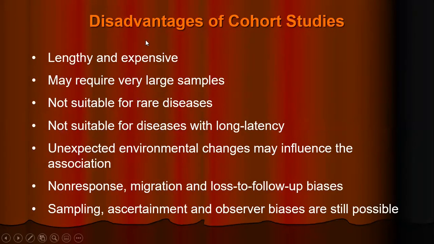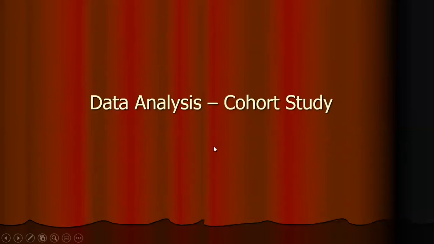For example, smoking can cause multiple outcomes, and these can be studied in cohort study as compared to case control study. There are certain disadvantages of cohort studies. They are lengthy and expensive and may require very large samples, not suitable for rare diseases, and they are also not suitable for disease with long latency. Unexpected environmental changes may influence the association. Non-response, migration and loss to follow-up biases are possible in cohort studies because they are prospective follow-up studies. Sampling, ascertainment, and observation biases are still possible.